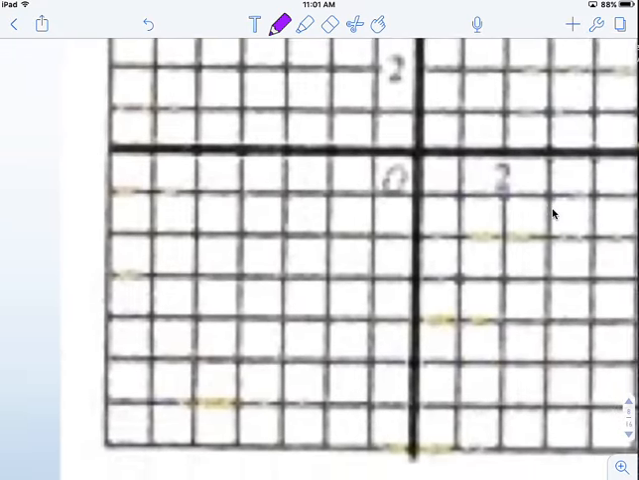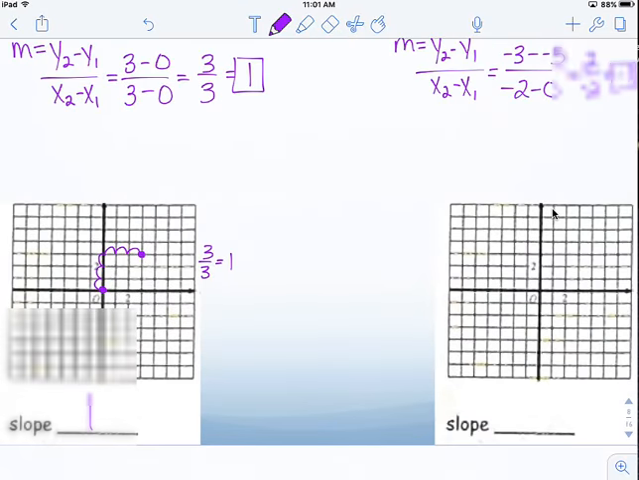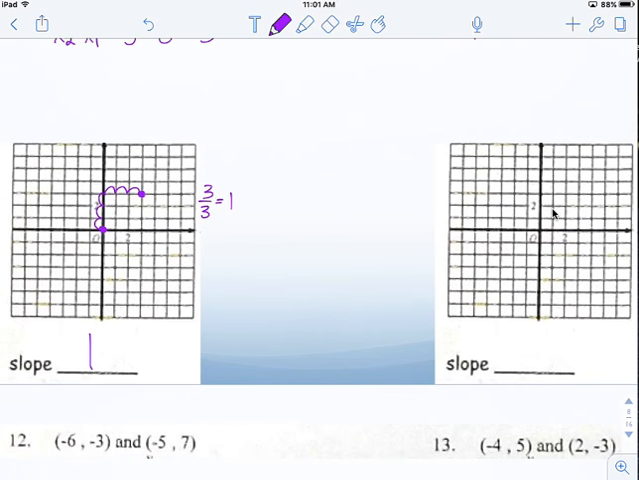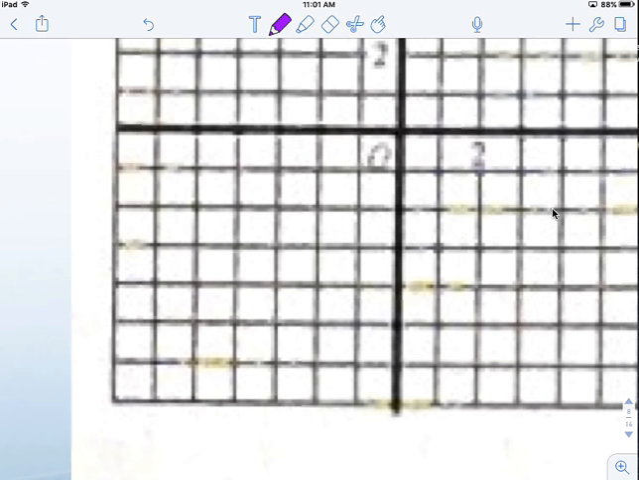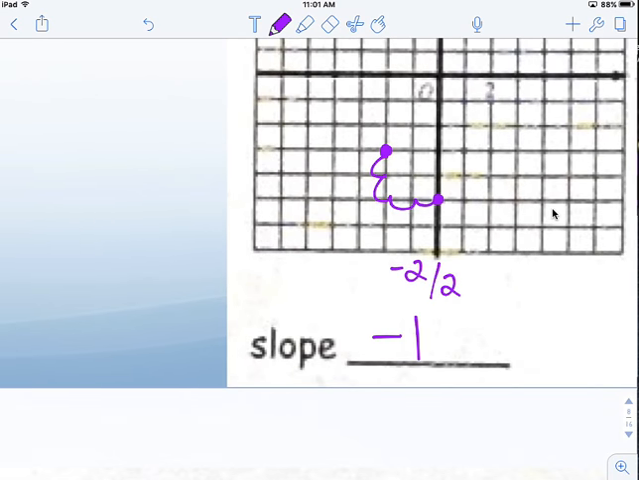If we plot (0, negative 5), and then plot our second point, which was (negative 2, negative 3), we can check our slope here because I'm going down 2, right 2. Well, negative 2 over 2 also reduces to negative 1.